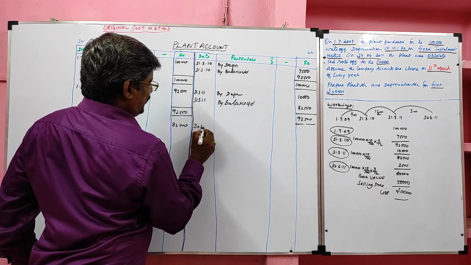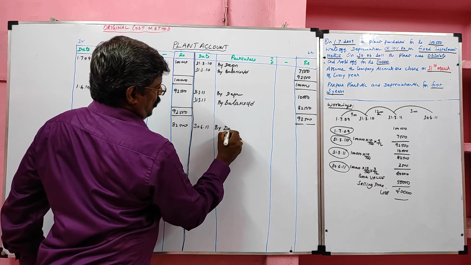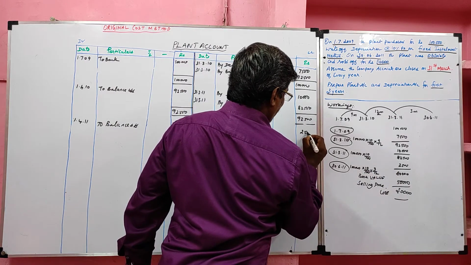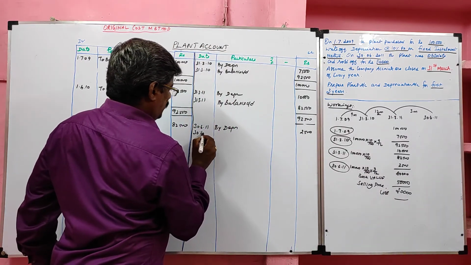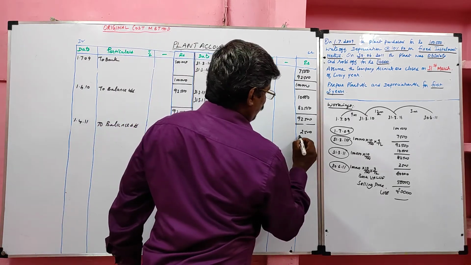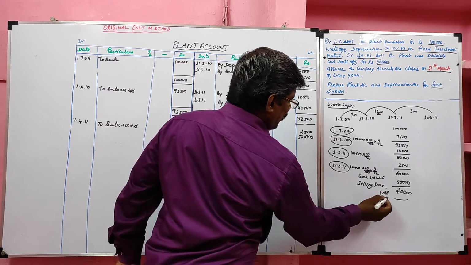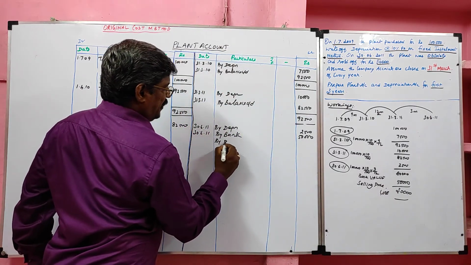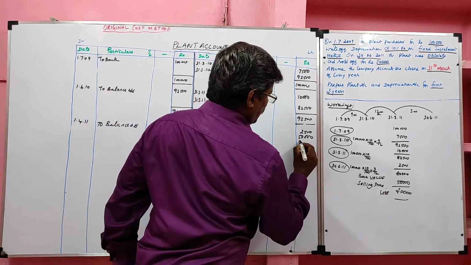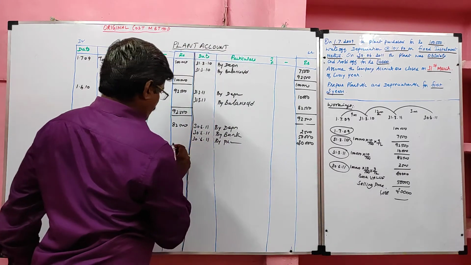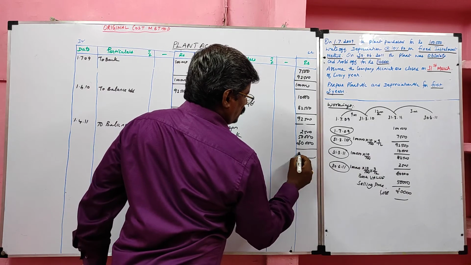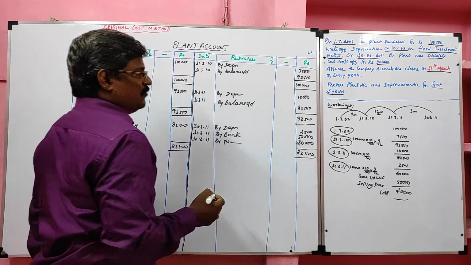Then the last date. On 30/6/2011 they sold the plant. For that we have to provide depreciation of 2,500. On the same date they sold, so by bank it is to be recorded, value 50,000. They incurred a loss. Loss will be credited by profit and loss account on the same date, value 30,000. Since the whole plant was sold, the plant account was closed.